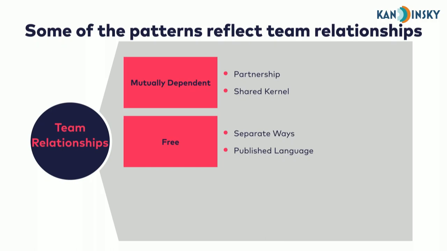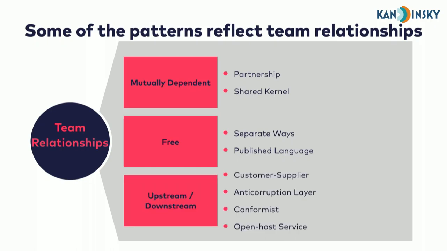Two teams that are working based on iCal, they don't need to talk to each other. They don't need to synchronize on it. They just say, we run on iCal and that's it. Or upstream, downstream, customer supplier, anti-corruption layer, conformist, open host service, and so on. But that's not very sharp in terms of the differentiation. I think you can have an anti-corruption layer against a published language, for instance. As long as you communicate with others in the published language, you can internally do whatever you want.